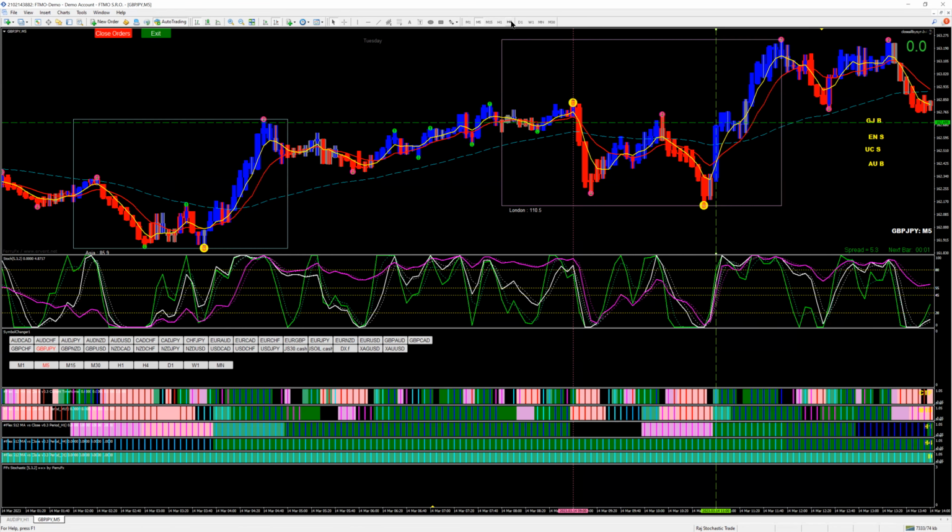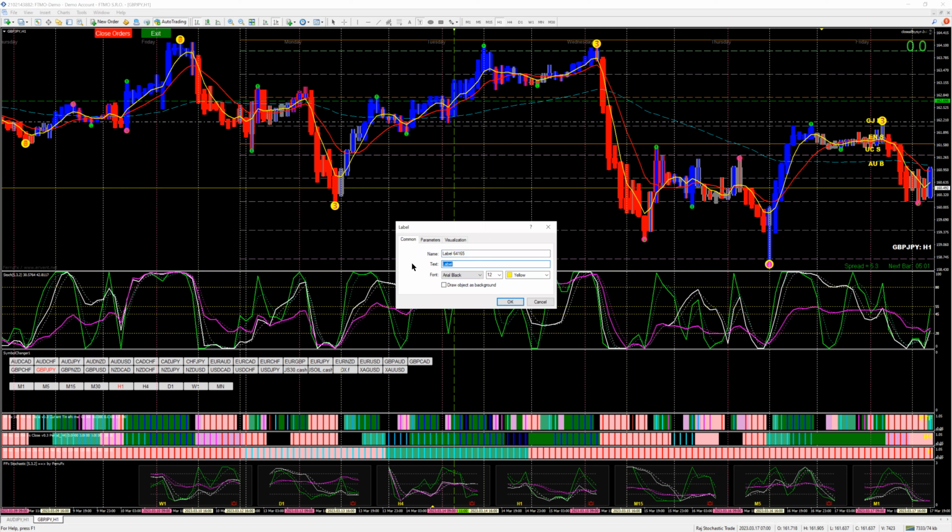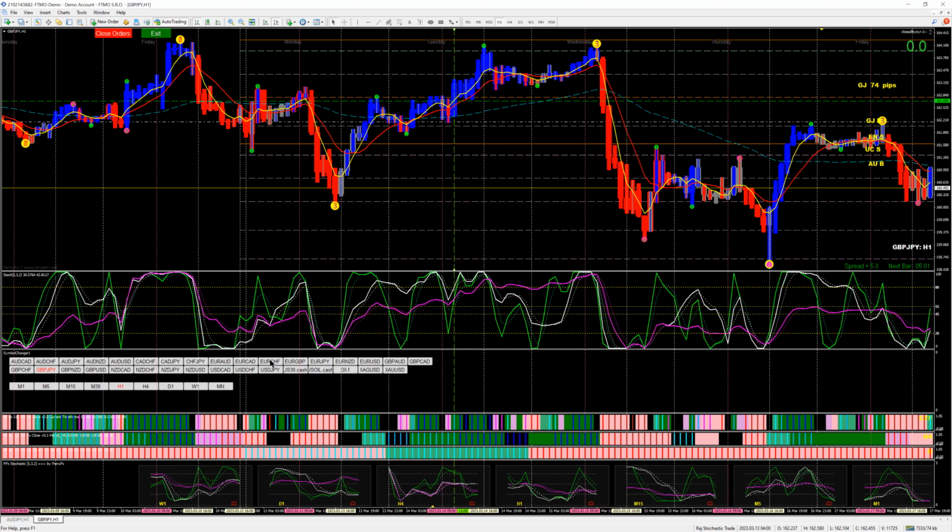And we're looking at the 1 hour. And we wait for the 4 hour to come out, which happens here. 74 pips. So, GJ, 74 pips. Okay. Next one was Euro New Zealand short.